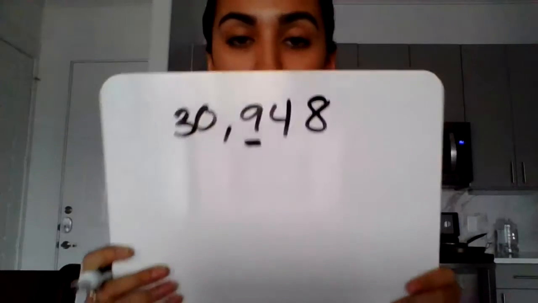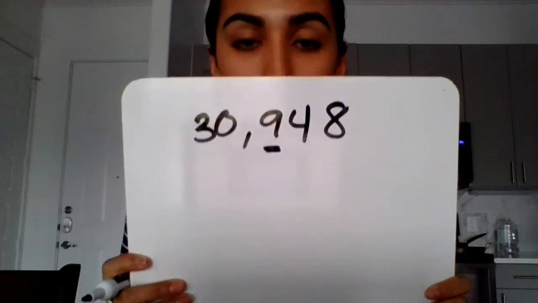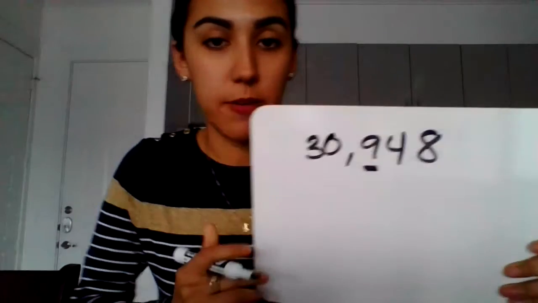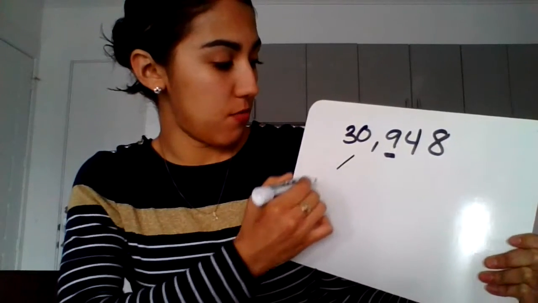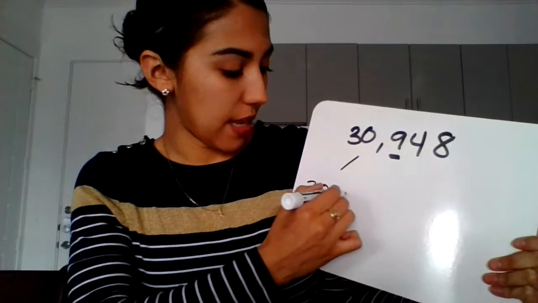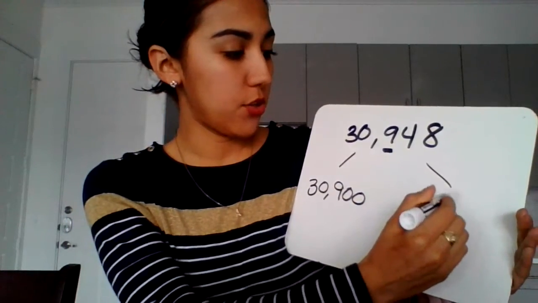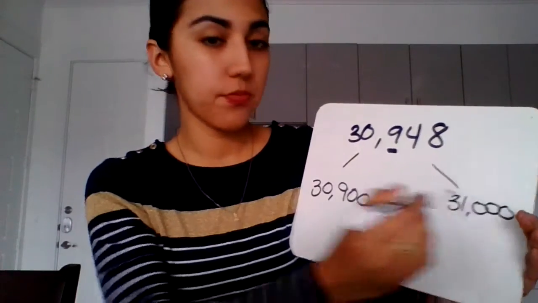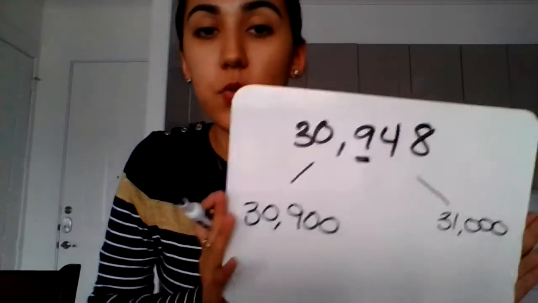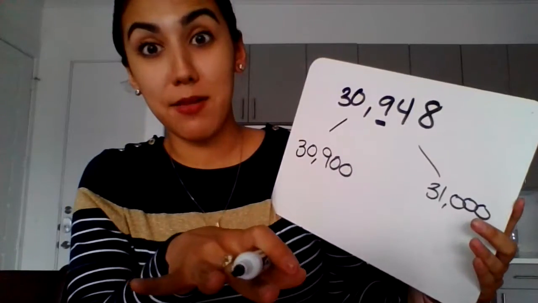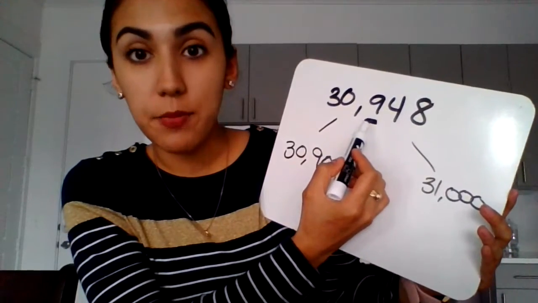Okay, so I would write that number, 30,948. Step 1, underline the place value they want you to round to. It's already done for us. It's the 9. They want us to round to the nearest 100. So we're either going to round down to 30,900 or round up to 31,000. I'm sorry, I'm jumping ahead of myself. So first you underline the place value.